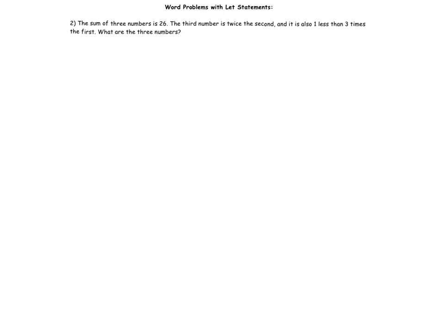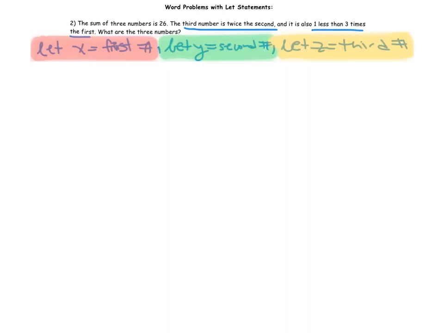All right, so now we have word problems with let statements. So I have the sum of three numbers is 26. The third number is twice the second. So we have the third number is twice the second. And it's also 1 less than 3 times the first. What are these three numbers? So I'm going to write my let statements first. All right, so here are my let statements.